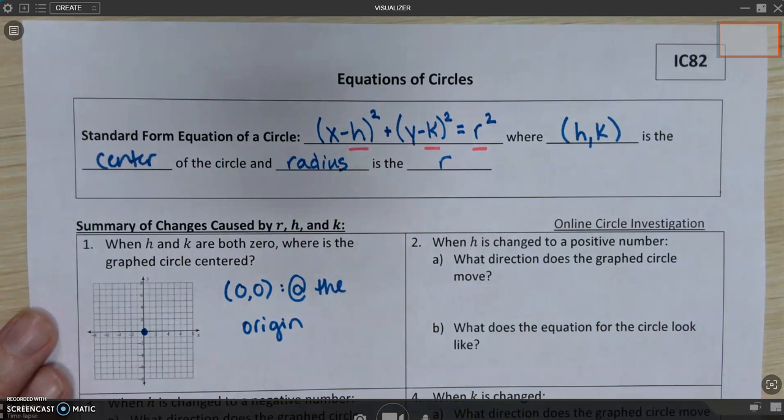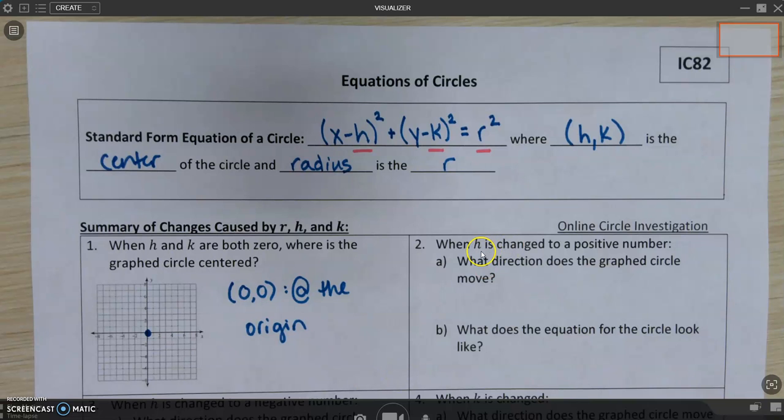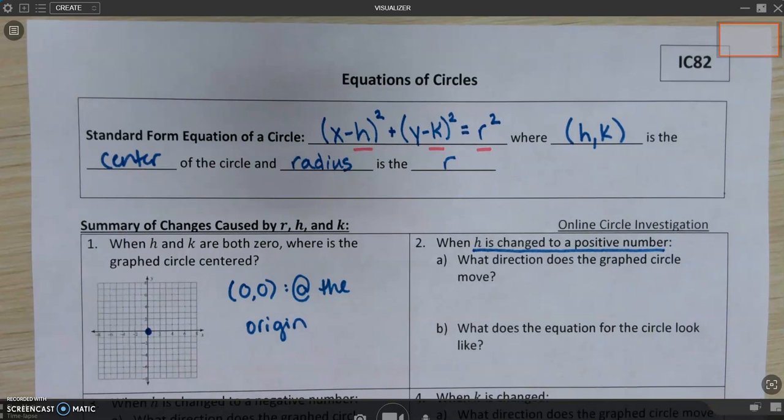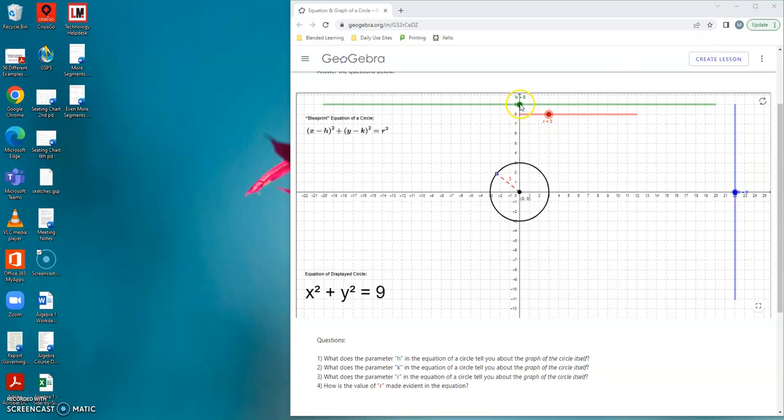So a couple of other things to investigate here as we get started with these equations. The first thing we're going to look at is what happens when h is changed to a positive number. So if we look at our h slider up at the top, if I change that and I make it positive, notice that that circle seems to be moving to the right, which makes sense. If h gets bigger, we think about bigger horizontally as being moving to the right. But something surprising happens down here in the equation. That h is positive 5 right now, but in the equation it's looking like a minus 5.